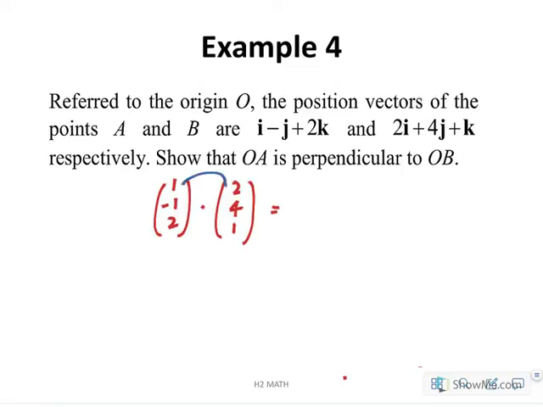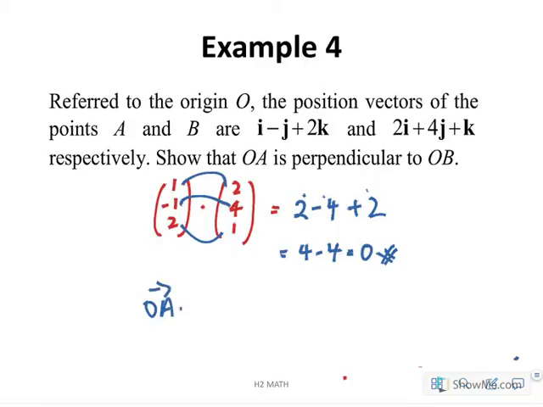So quickly, we have 1 times 2, which is 2, -1 times 4, which is -4, and 2 times 1, which is 2. So we have 2 minus 4 plus 2, so it's like 4 minus 4, and that will give us 0. You can see the scalar product of OA and OB is equal to 0, and they are both non-zero, so it means that OA is perpendicular to OB. Alright, it's a very simple application. You can see the answers at the back.